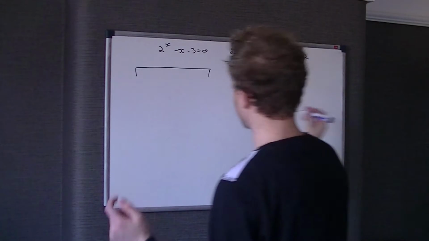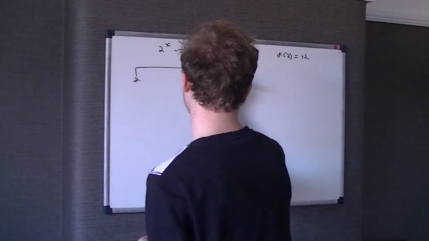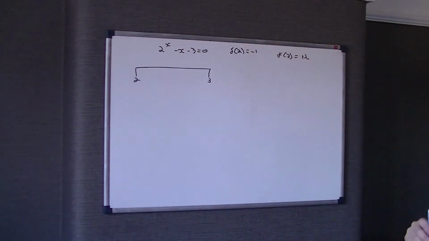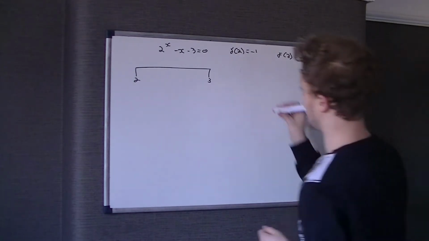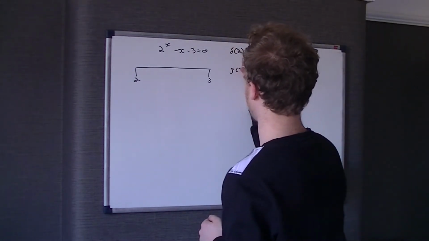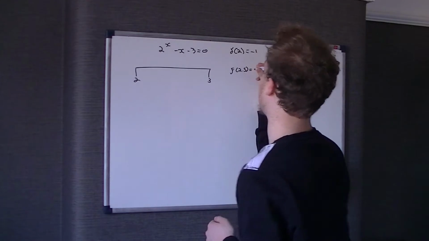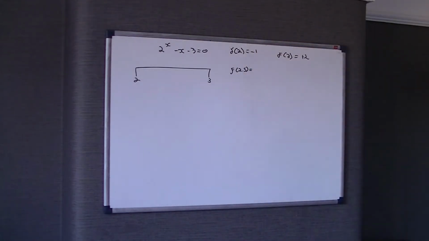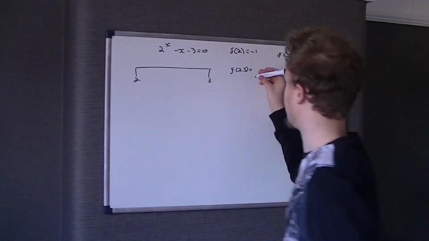Okay, so we know the range lies between 2 and 3, so they're the two extremes we're going to draw on. Now, as before, we're going to halve the range and look and see what the sign is. So we'll do f of 2.5 and see what we get. And if you were to do f of 2.5, you get positive 0.156.